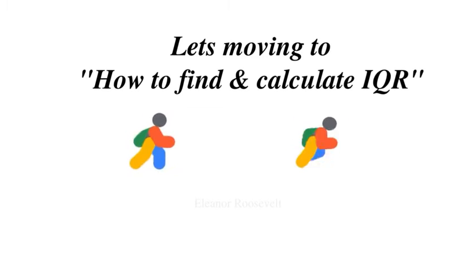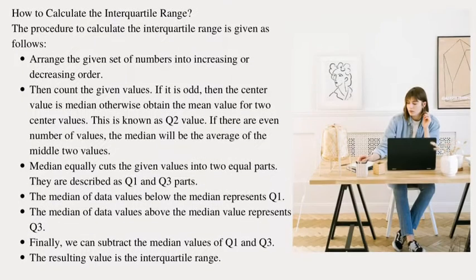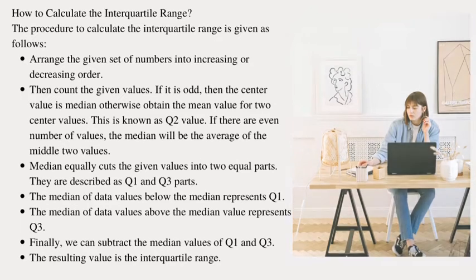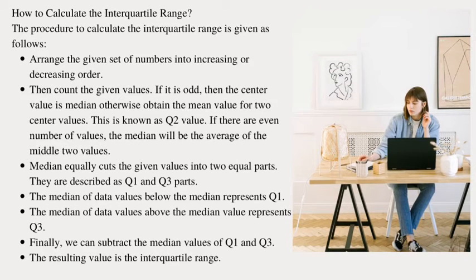Let's move into how to find and calculate IQR. How to calculate the interquartile range, or IQR? The procedure to calculate the interquartile range is given as follows. Arrange the given set of numbers into increasing or decreasing order. Then count the given values. If it is odd, then the center value is the median, otherwise obtain the mean value of the two center values. This is known as the Q2 value.